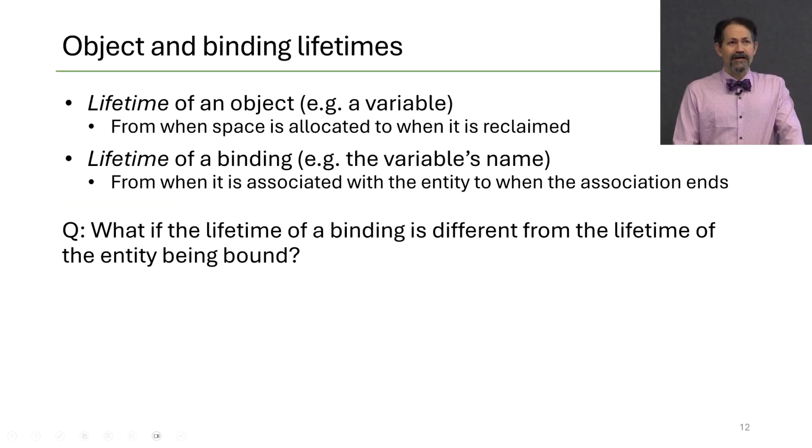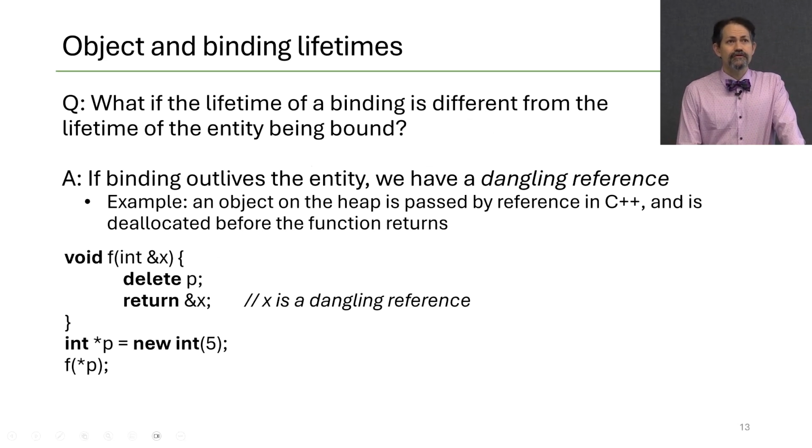The lifetime of an object, such as a variable, is from when the space is allocated for that variable until when it's reclaimed. The lifetime of a binding, which might include the variable's name, for example, starts from when it is associated with that object or entity to when the association ends. Now, what happens if these lifetimes are different? If the lifetime of a binding is different from the lifetime of the entity being bound?